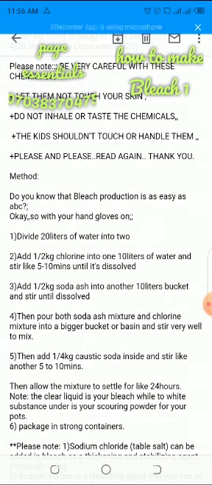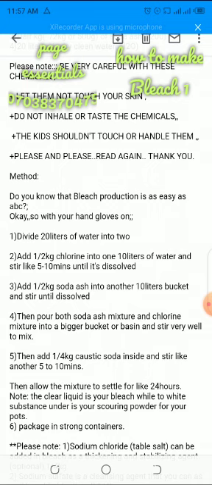The method for today's production is with your gloves on, your hand gloves. The first step is to divide 20 liters of water into two. You know we're making 20 liters of bleach, so divide that 20 liters into two. What this means is that you have two buckets or two bowls or two basins, depending on the quantity you are producing. So one of the 10 liters will be this way and the other one will be in the other bucket.